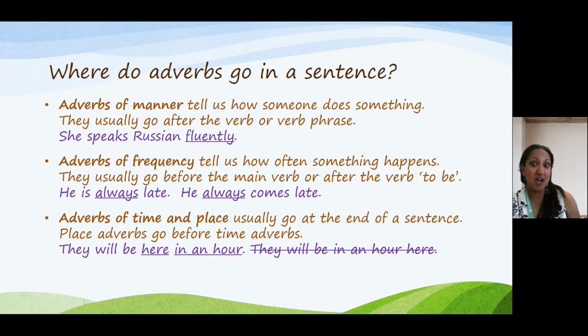Moving on to adverbs of time and place, these usually go at the end of a sentence. And if you've got both an adverb of place and time in a sentence, place always goes before time. For example, they will be here in half an hour. Here is the adverb of place. In an hour is the adverb of time. You can't say they will be in an hour here. It doesn't make sense. Place always goes before time.